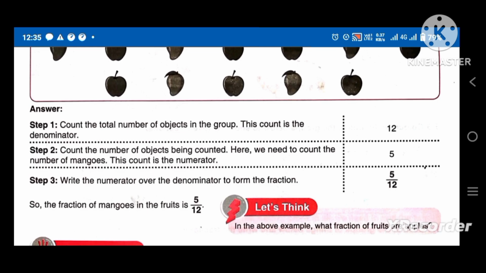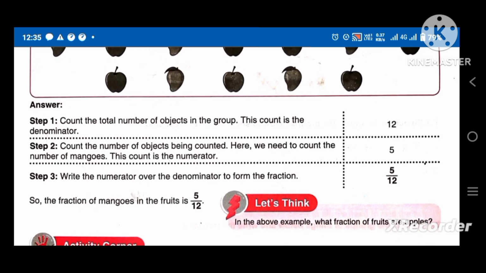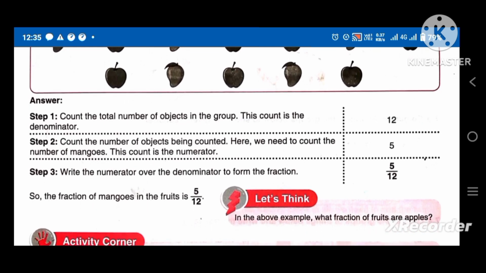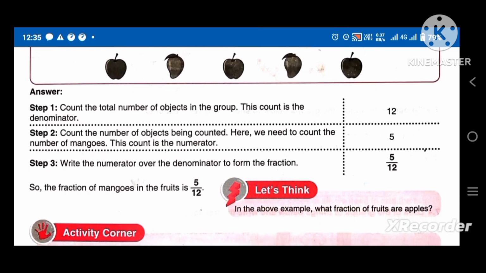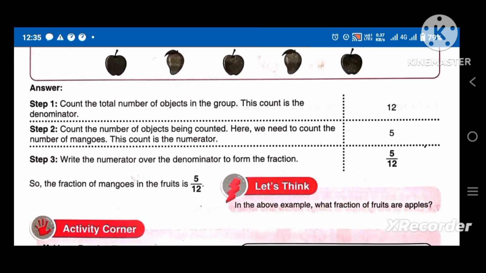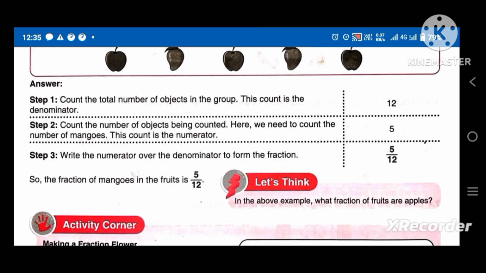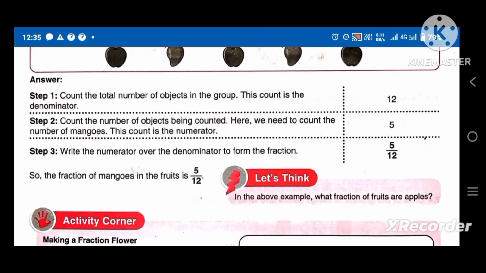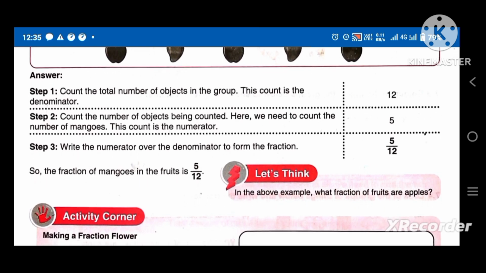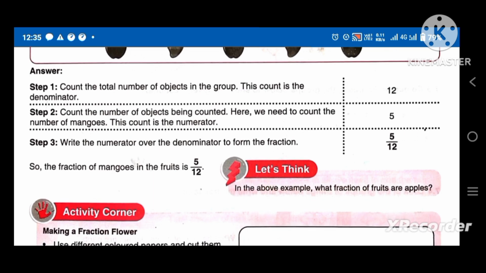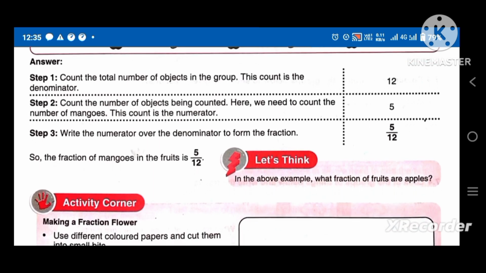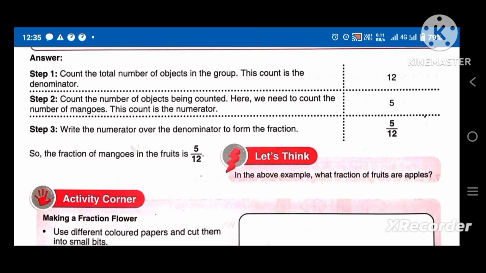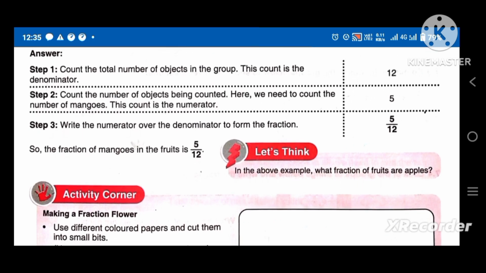Apples and mangoes total. Step 2. Count the number of objects being counted. Here we need to count the number of mangoes. This count is the numerator, that is 5. Step 3. Write the numerator over the denominator to form the fraction, that is 5 by 12. So the fraction of mangoes in the fruits is 5 by 12.